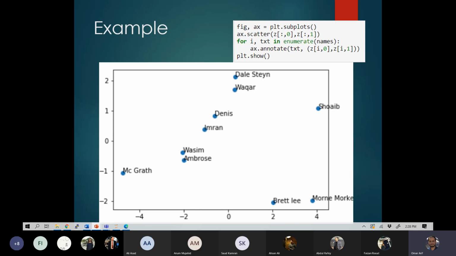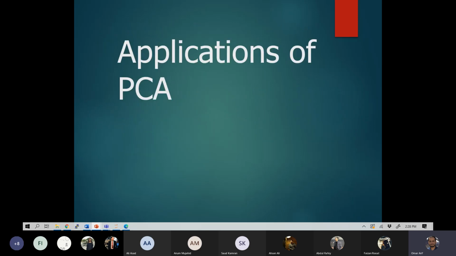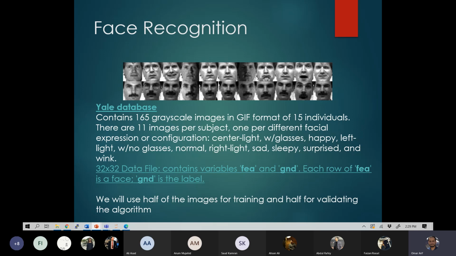Okay. Lastly, we are going to look at two applications, and we are going to briefly go through them because they will not be a part of the exam. So this is just for, I mean, if you are interested, then you can go into detail.